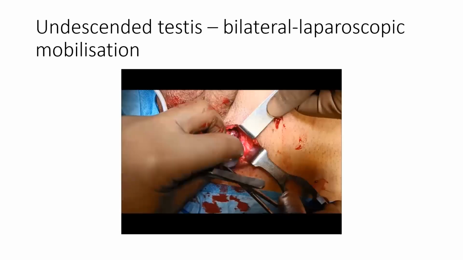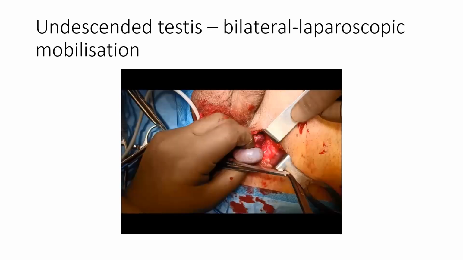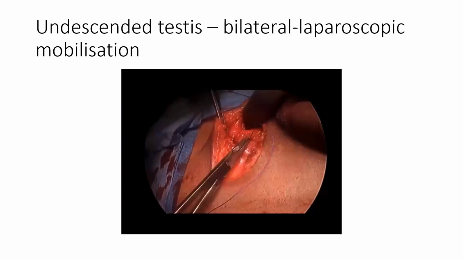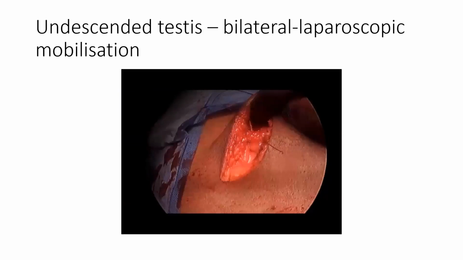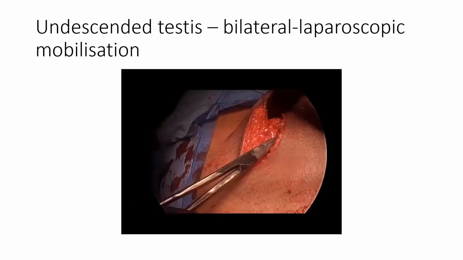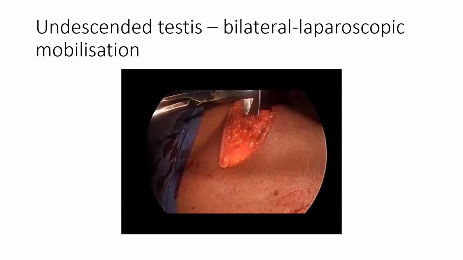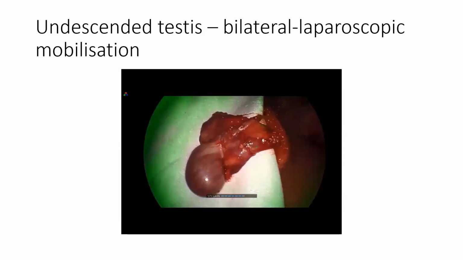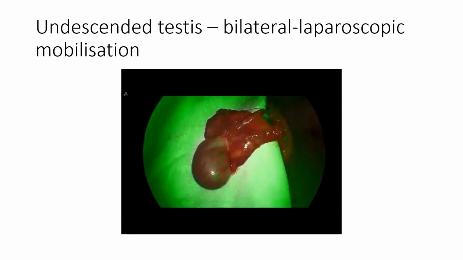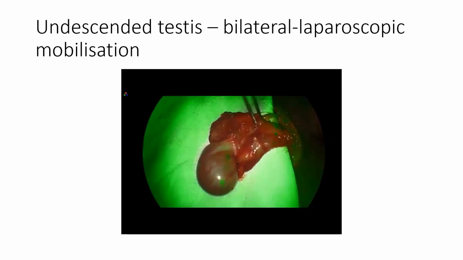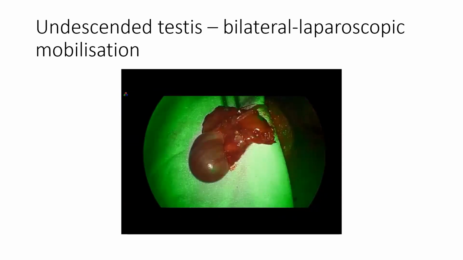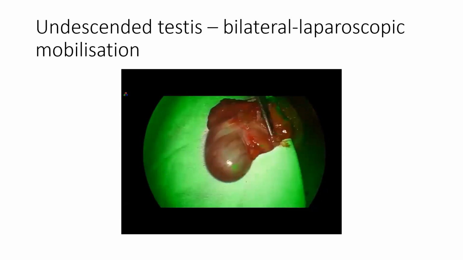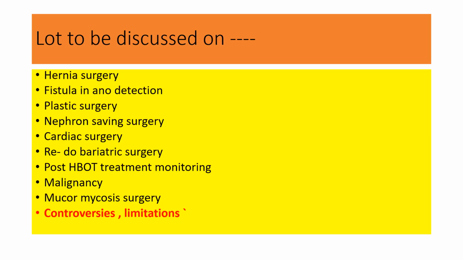So it has come up, and we'll see. So bilaterally, there is green color to the testes. That means the testis is well vascularized, so it will not necrose.